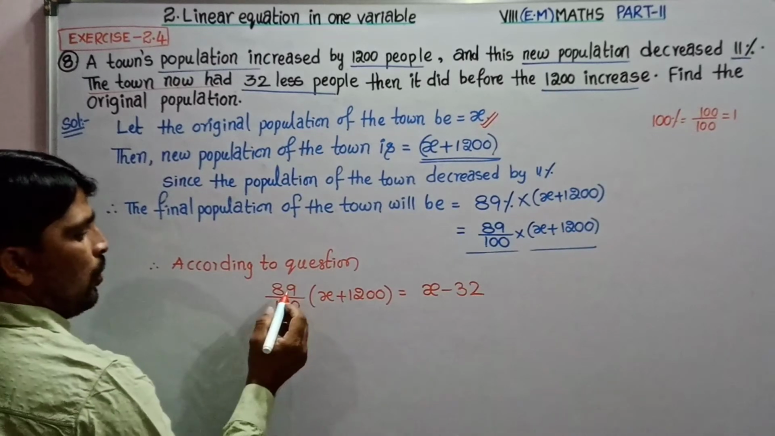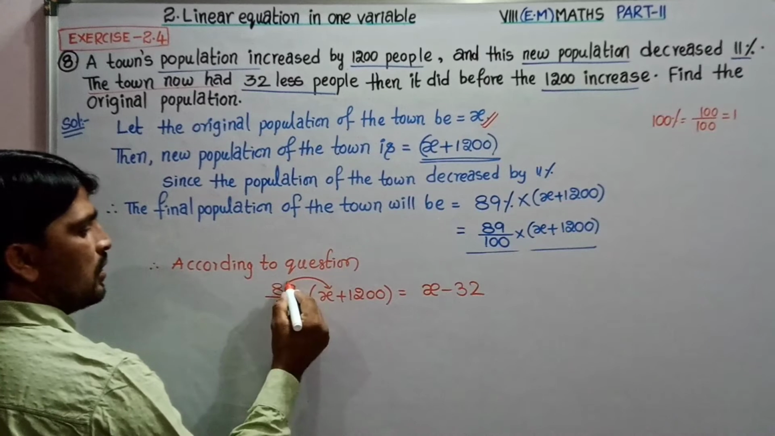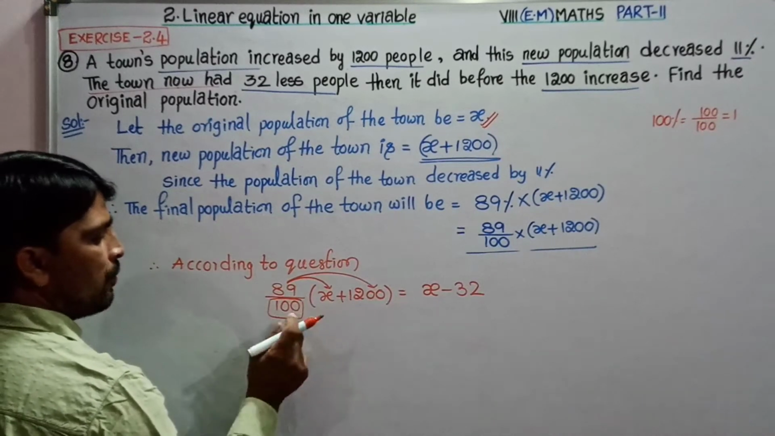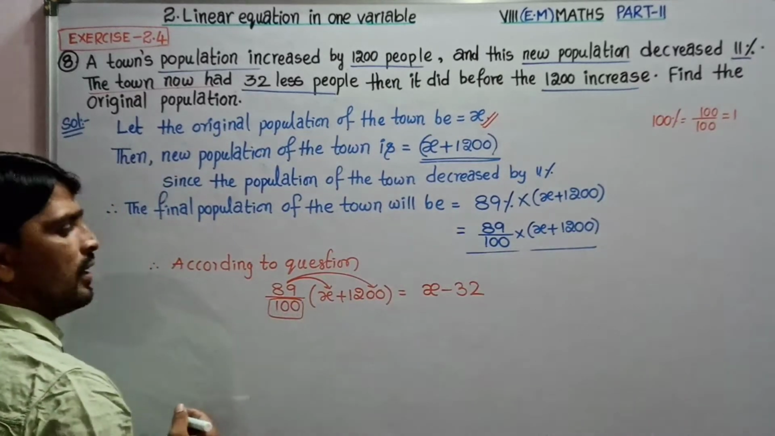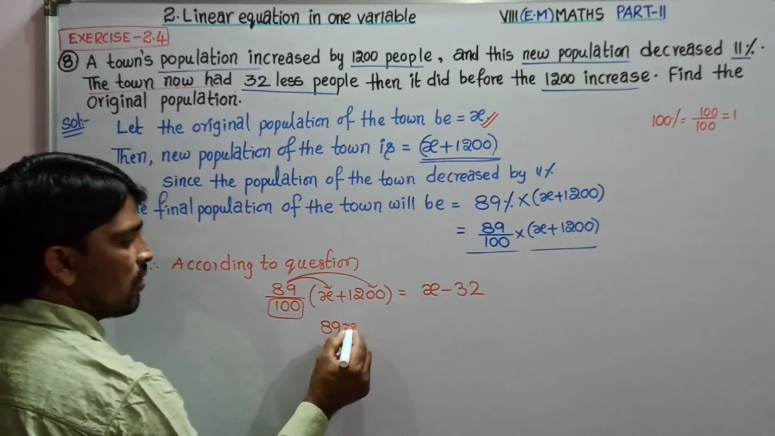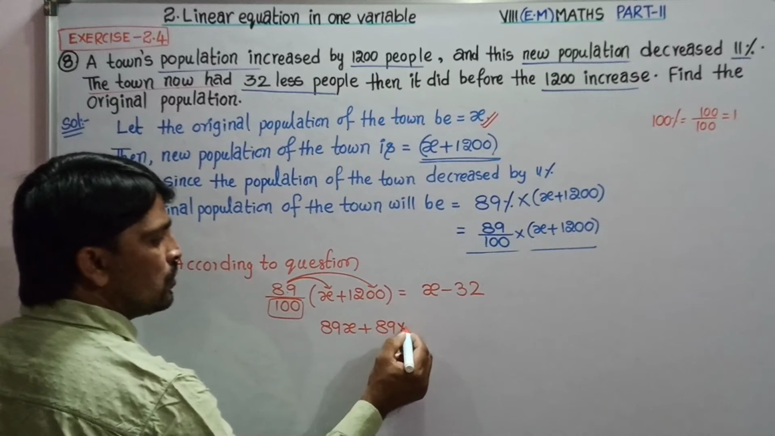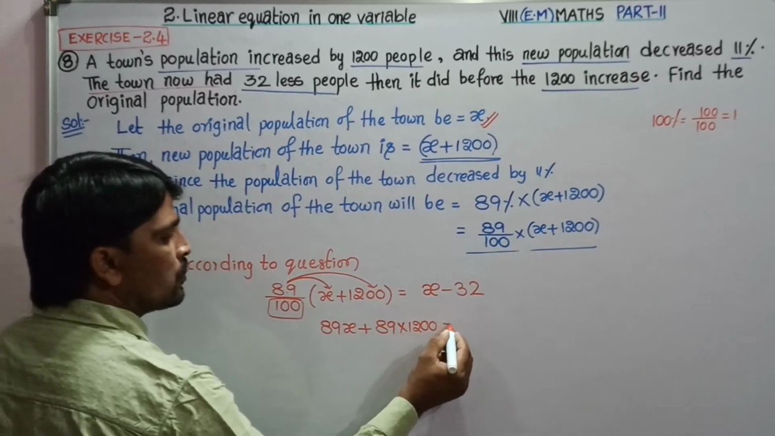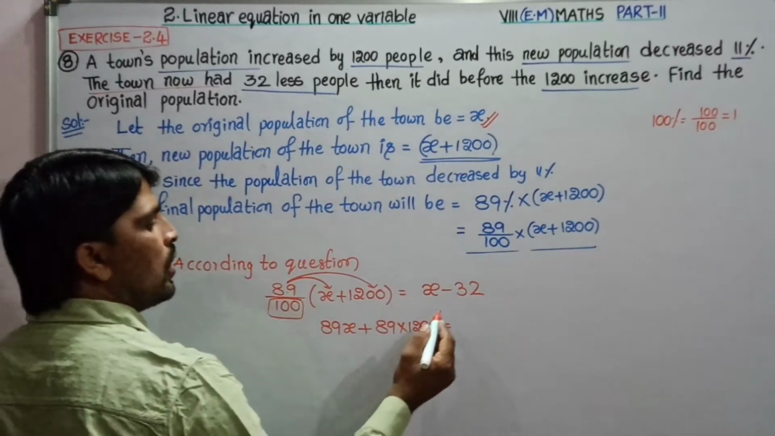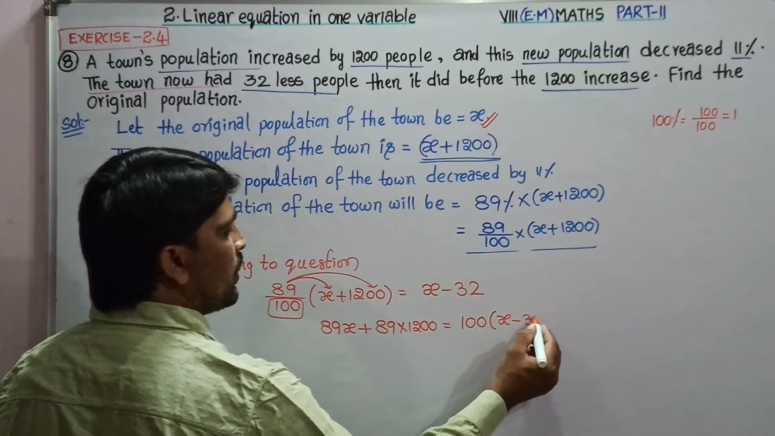Okay. Now distribute 89 to X, then 1200, and transpose the denominator 100 from LHS to RHS. What we get? Let us see. 89 times x, that is 89x, plus 89 into 1200, which is equal to... If we transpose the denominator quantity to RHS, it would become a multiplying quantity. So 100 times of x minus 32.